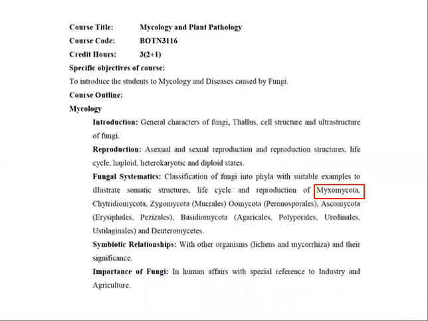In our course, in the fungal systematics part, previously we have studied the classification of fungi in detail. According to our syllabus outline, now we will be studying the somatic structures, that is the vegetative mycelium of the members in Myxomycota, and we will consider a representative species from this phylum to study its life cycle and reproduction.